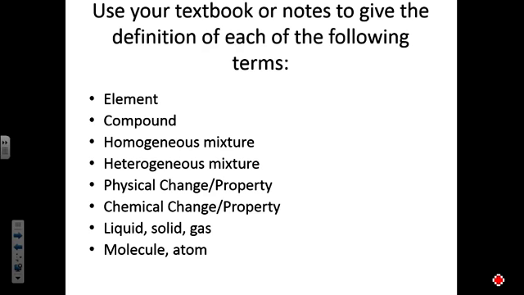Okay, so the first thing here is an element, and the element and the compound are both examples of pure substances. So I'm going to put this over here so we keep that in mind. An element is the simplest form for a pure substance. It only contains one type of atom.